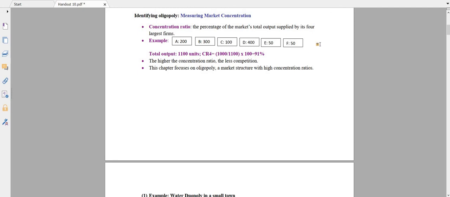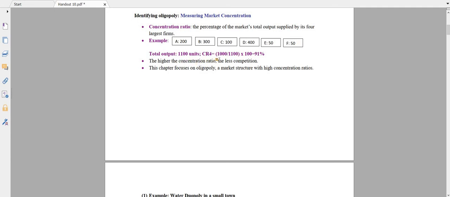Now, here we have a small example. You can assume that in this particular market, there are 6 firms which dominate the market. The first 4 firms are relatively bigger as compared to the last 2 firms, which are smaller in terms of their market shares. So if you calculate the total output which is being produced in this market, just add the individual productions and that will give you 1100 units.